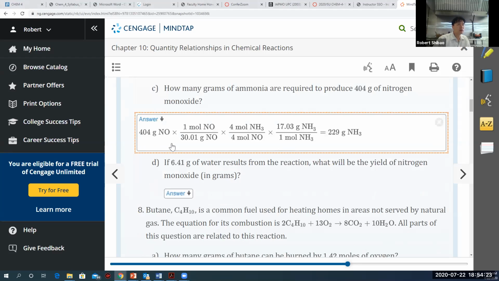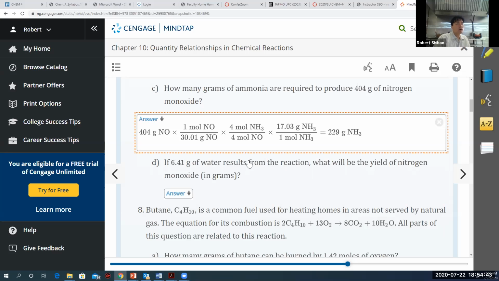So this is the standard stoichiometry. This is grams of A to moles of A, moles of A to moles of B, moles of B to grams of B. And so this is your standard stoichiometry problem right there. This is what we call the theoretical amount.